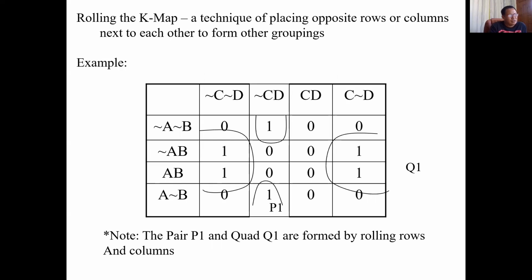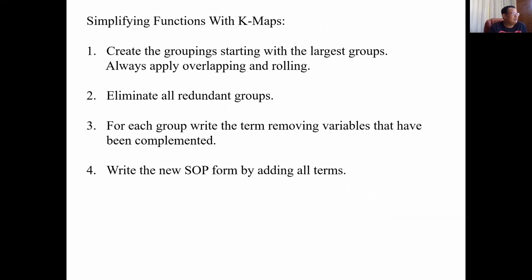Rolling the map. Now you see, we can roll the map because the left end of the map and the right end of the map are one bit different. Take note, they're also one bit different. Now, the first row and the last row are also one bit different. Do you follow? So we can roll them up. So in this case, instead of making 2 pairs, we can make a quad. We can also make a pair here by rolling them up. Any questions so far?